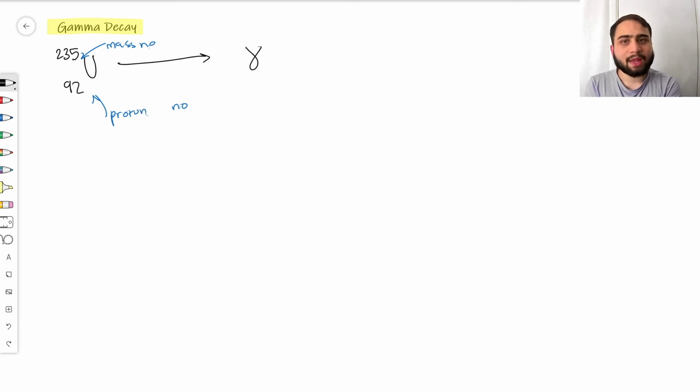Now, a gamma ray is just a ray of light, so technically it has 0 mass, and because it's also a wave, it has 0 charge, so it has 0, 0 for both of these values. So when gamma decay occurs, the element doesn't change at all. It stays the same, because remember, a gamma ray is just a beam of electromagnetic energy released from the nucleus, which just carries away excess energy.